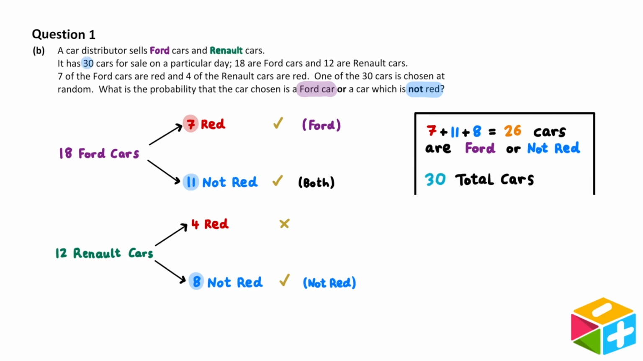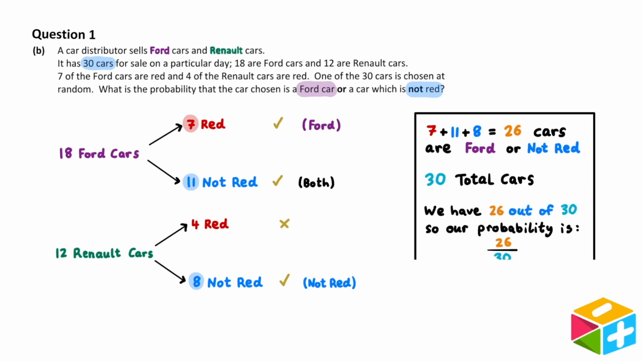We know that there was 30 total cars in this scenario. Since we have 26 out of 30 of the cars being Ford or not red, our probability is 26 over 30.